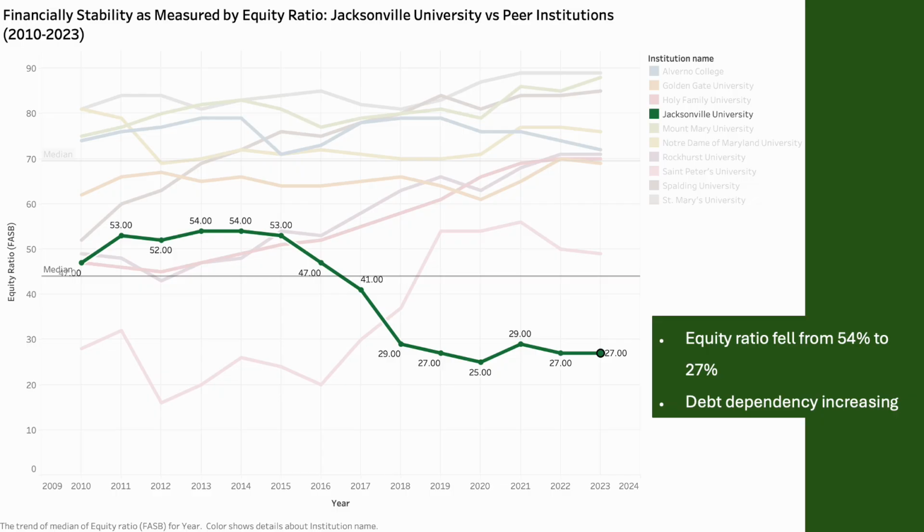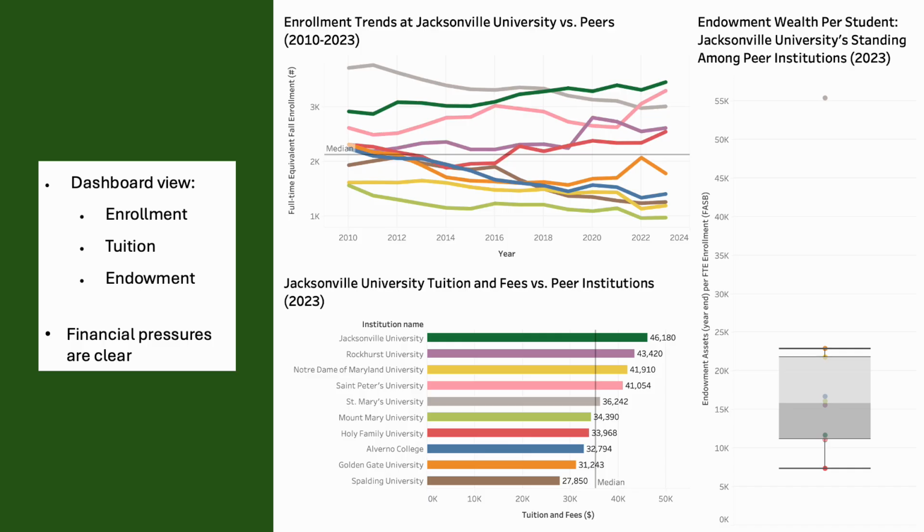Okay, now that we have looked at these individual measures, let's move to a dashboard that brings them together for a clearer view of JU's overall financial position. This dashboard brings together JU's enrollment growth, high tuition level, and low endowment per student into one view. Seeing these factors side by side makes JU's challenges very clear.